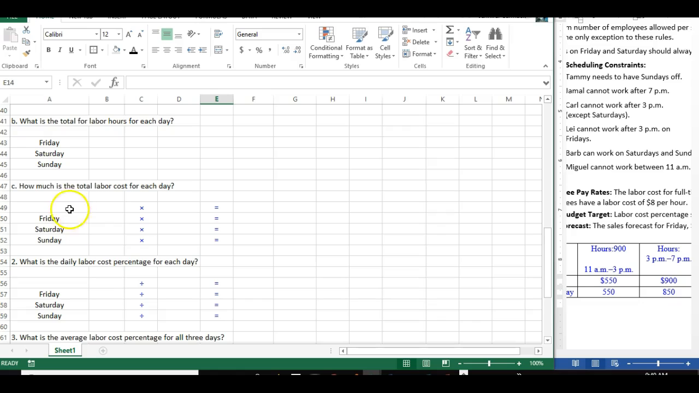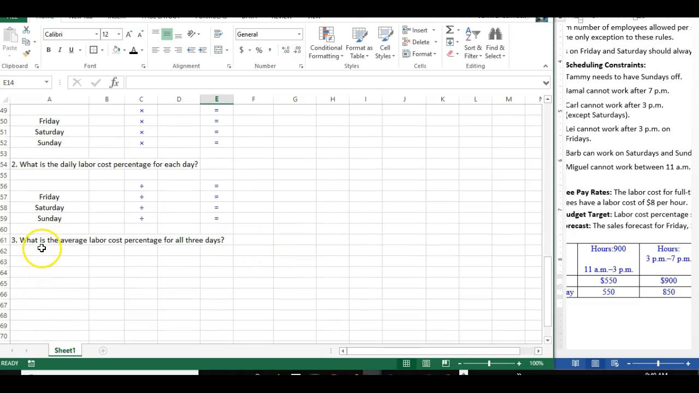And how much is the total labor for each day? So I already put in, you just need to fill in the blanks here. For this one above here, I want you guys to show me what the formula is. Tell me what two numbers you're dividing first. Or, sorry, multiplying. And same for down here, which ones you're dividing. And then do it for the days of the week. And the last, what is the average labor cost percentage for all 3 days?